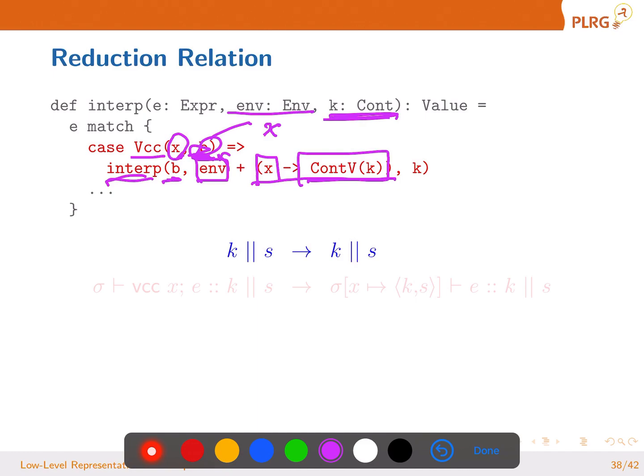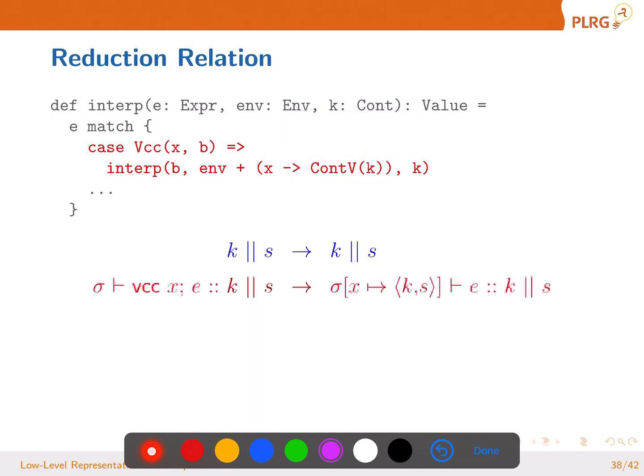Is it clear? So one more time, what's the meaning of that VCC? Oh yeah, given K and S, what we are supposed to do is interpret this expression under this environment. Then what we are supposed to do is interpret this expression E under this environment. Which environment is that? Extend this environment with saying the name X is a continuation of the current continuation.